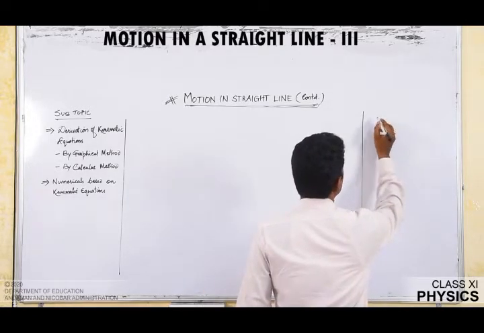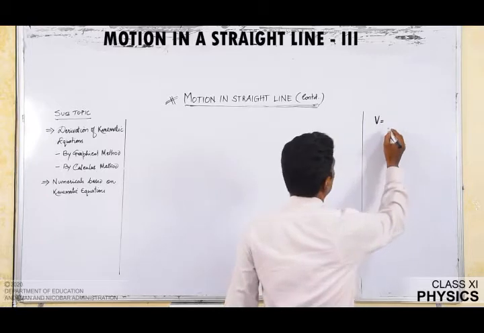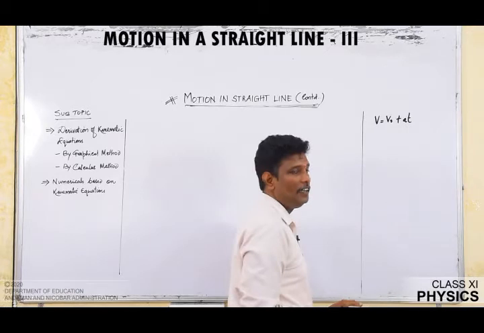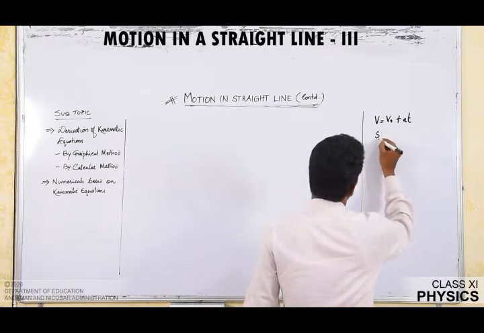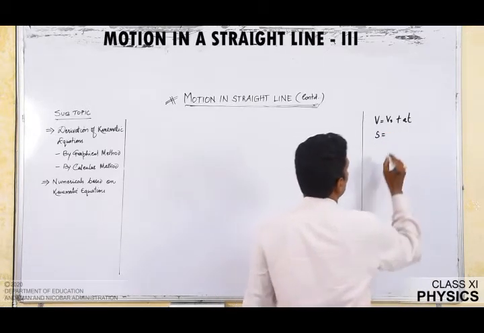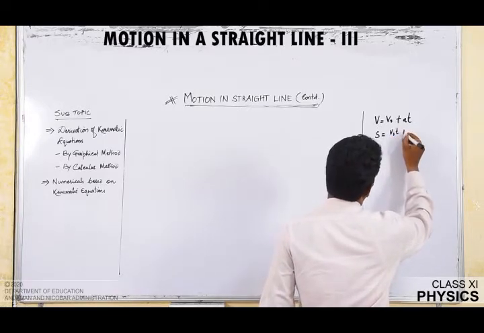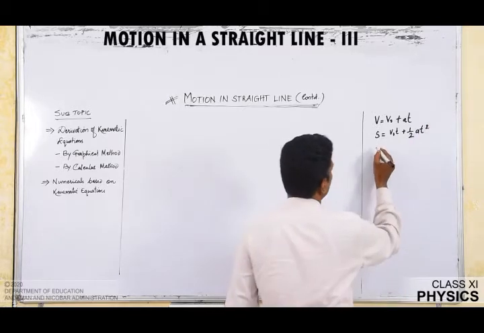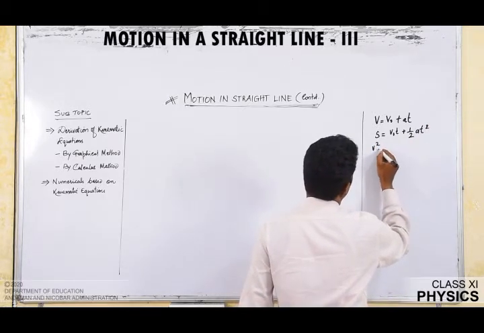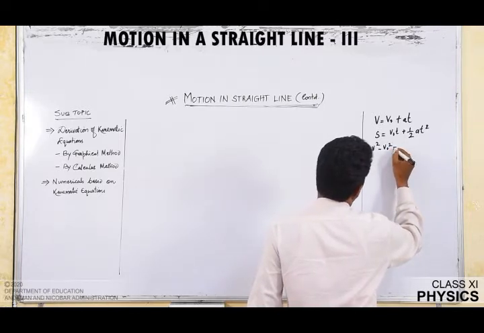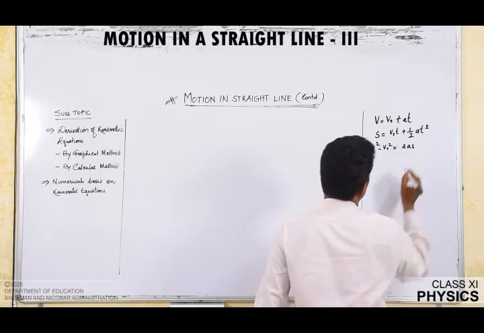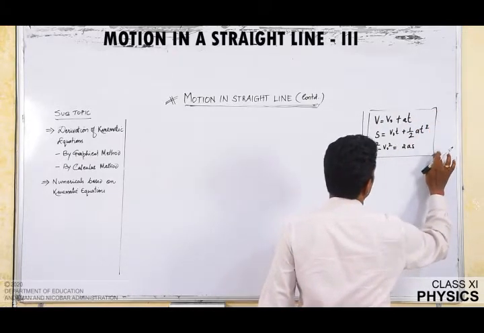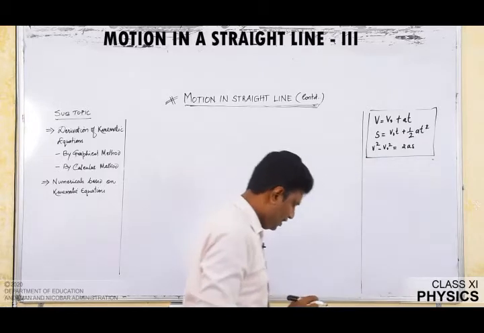In 9th standard you might have studied V is equal to V naught plus AT. It is the first equation, and the second is S is equal to V naught T plus half AT square, and the third one is V square minus V naught square is equal to 2AS. These are the three equations which we are going to derive today by both the methods, in which we are having some assumptions.